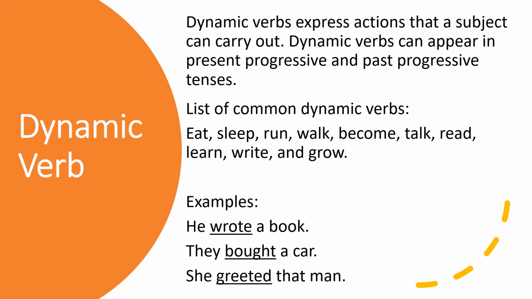Dynamic verbs. Dynamic verbs express actions that a subject can carry out. Dynamic verbs can appear in present progressive and past progressive tenses. List of common dynamic verbs: eat, sleep, run, walk, become, talk, read, learn, write, and grow. Examples: he wrote a book. They bought a car. She created that man.